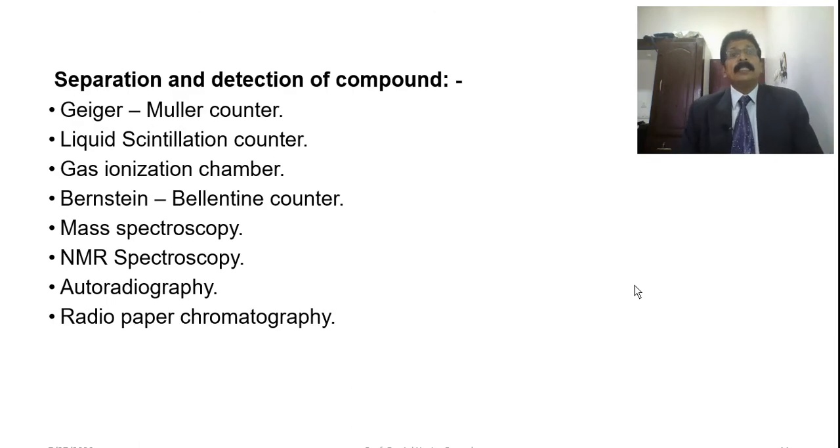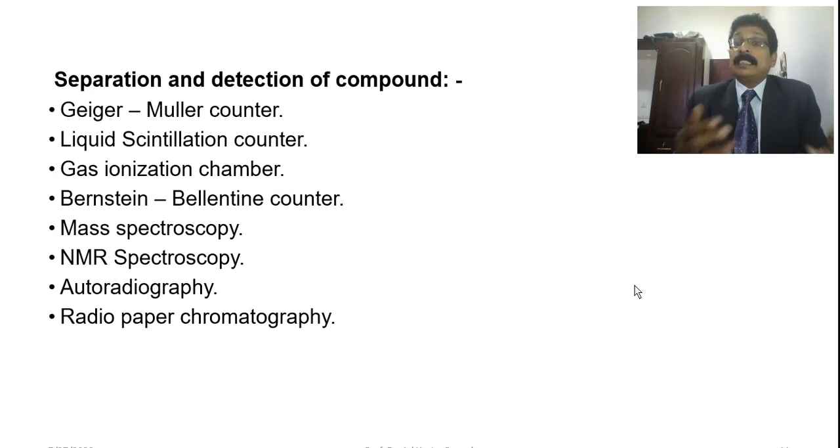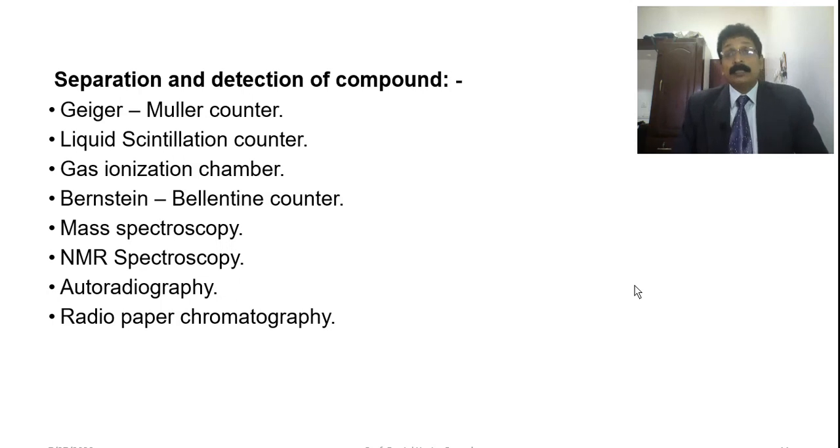Separation and detection of the compound. See, once you have given the labeled compound, next step, after a certain period, you have to separate that compound from that plant and you have to detect. So, separation and detection, how are you going to do it? Both are different jobs and have many procedures, many parameters.